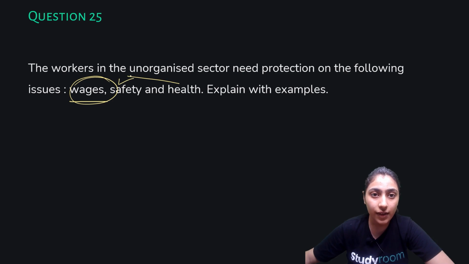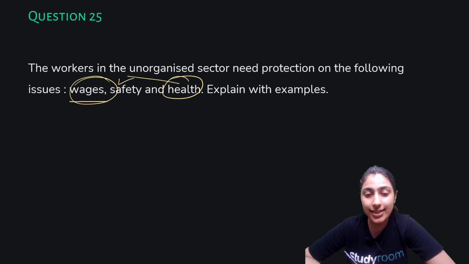Talking about safety, they do not have any financial safety. If they had a bit of financial stability in their life, they could focus on other things. So this is one thing that they should have. Again, you can give an example in this. Health. People who work in the unorganized sector do not have any health insurance. They don't have any fixed income to get their health insurance done. So government should work for them.